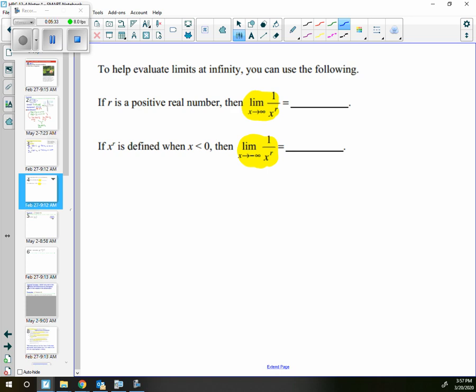If you have anything 1 over x raised to any power, so any positive real numbers like 1 over x, 1 over x squared, 1 over x cubed, any of those kinds of ratios, what ends up happening as x gets really, really big, the bottom's going to get huge and the top is going to stay 1. So that limit, that end behavior is always going to go to 0. And it doesn't matter if it's positive or negative x values, it's still going to go to 0. The bottom number is going to get very, very large.